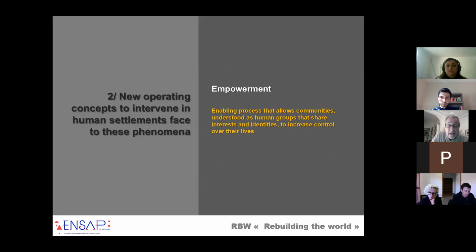And another very important concept is the concept of empowerment, the enabling process that allows communities, understood as human groups that share interests and identity, to increase control over their lives, and it's in relation with this idea of acting in the local territory.